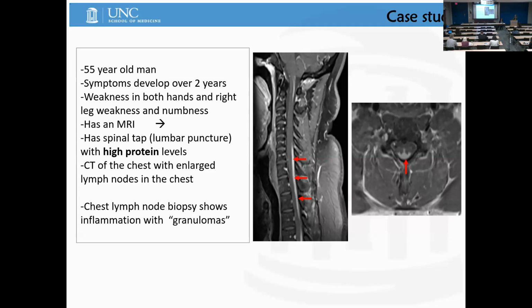So this person gets a CAT scan of their chest, and we find enlarged lymph nodes within the chest. Then we refer them to pulmonology, where they get a lymph node biopsy, and there's inflammation in those lymph nodes in the chest, and granulomas, which is a specific type of inflammation. So this person actually got diagnosed with sarcoidosis, which is a systemic autoimmune disease that can affect many different organs of the body, but it can also affect the brain and the spinal cord.